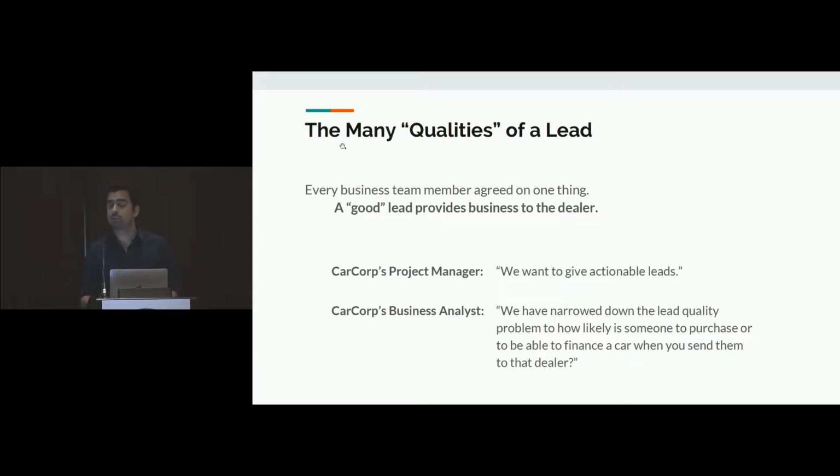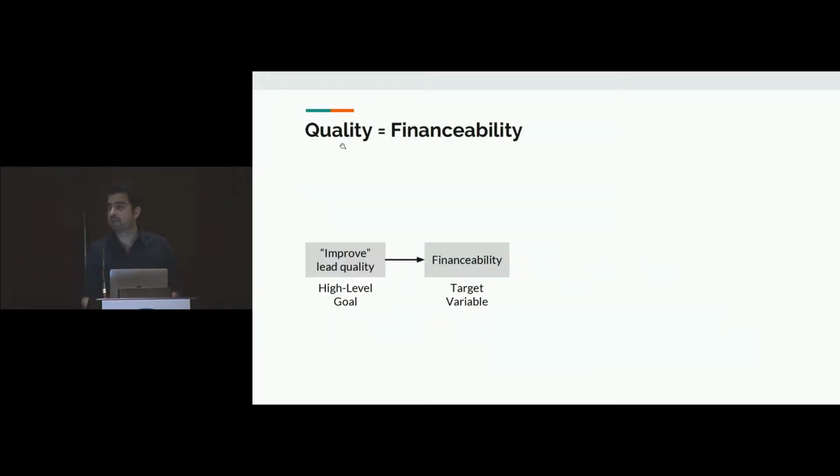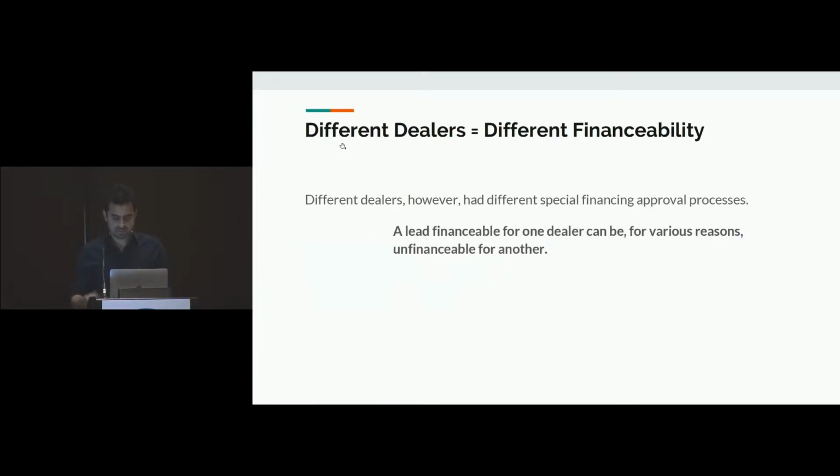The lead quality problem was narrowed down to a simple question. How likely is someone to secure special financing when you send them to a dealer? Quality was equated with financeability. A good lead was a financeable lead. The company recognized, however, that lead financeability was really a function of dealers' decisions. Now, different dealers had different special financing approval processes and requirements. A lead financeable for one dealer can be, for various reasons, unfinanceable for another.